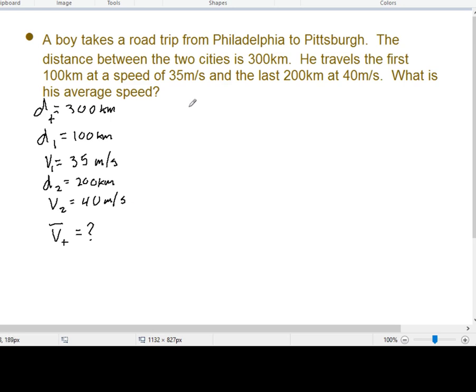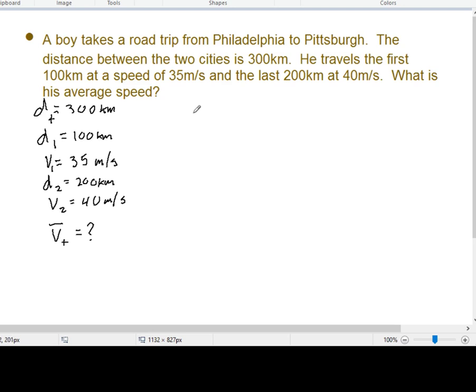Well, I know in a case like this, if he had gone the same distance on both legs of the trip, then I could just take a simple average. In this case, since he went 1/3 of the trip at 35 and 2/3 of the trip at 40, I could do 1/3 of 35 and 2/3 of 40 and find the answer. But I'm going to use some physics here.